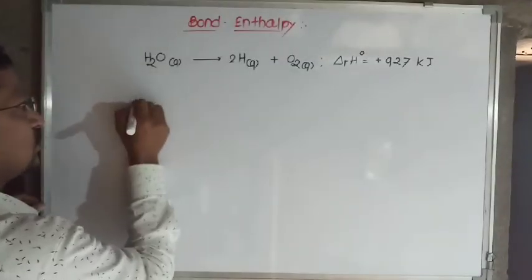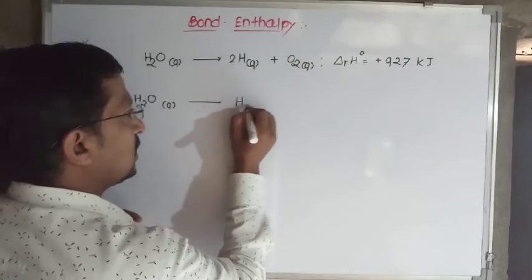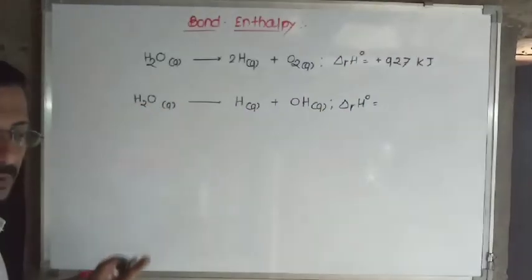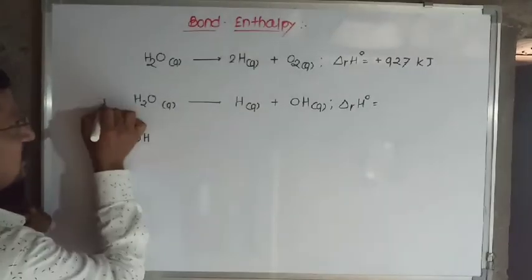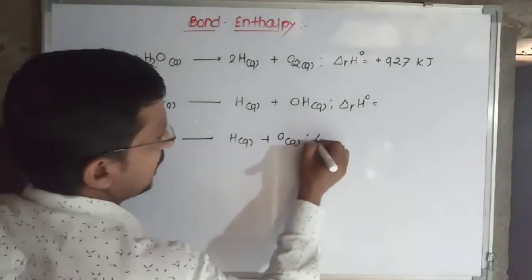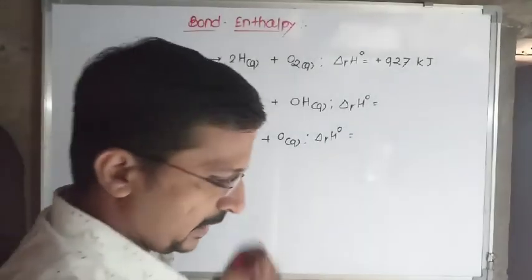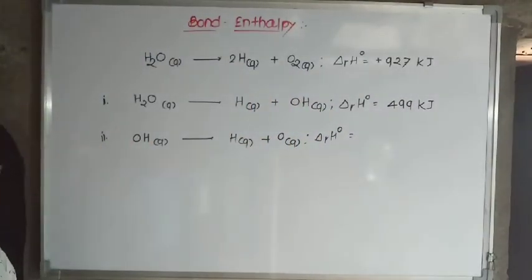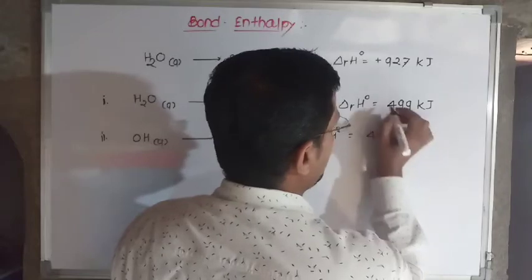Now see, if you consider H2O gaseous state, to break the first bond between hydrogen and oxygen and separate one hydrogen gas plus OH gas, we consider the enthalpy change for breaking this particular bond. Then the remaining OH is the second reaction: OH gas gives the remaining hydrogen gas plus oxygen gas. On checking the delta rH naught values, the energy required to break the first oxygen-hydrogen bond is 499 kilojoule, and to break the second hydrogen-oxygen bond it is 428 kilojoule. Both are positive.